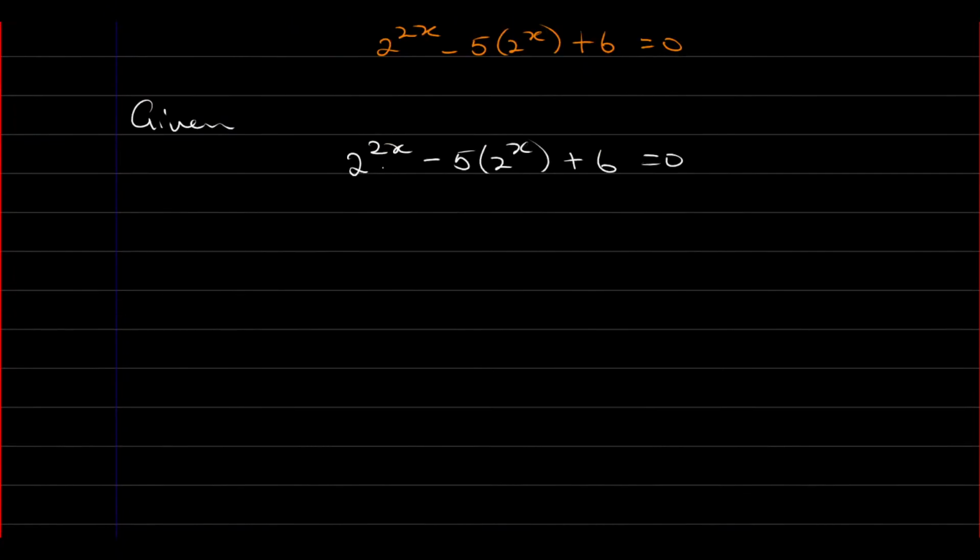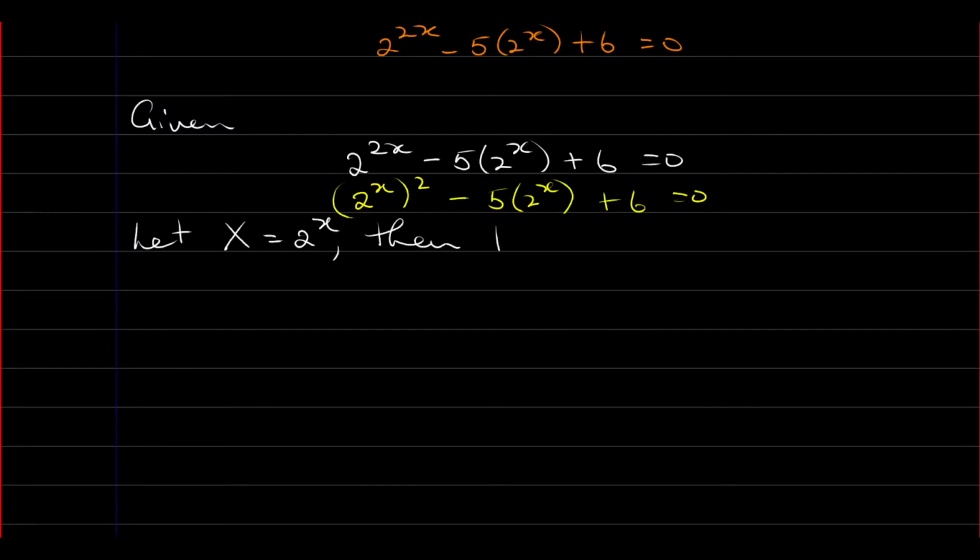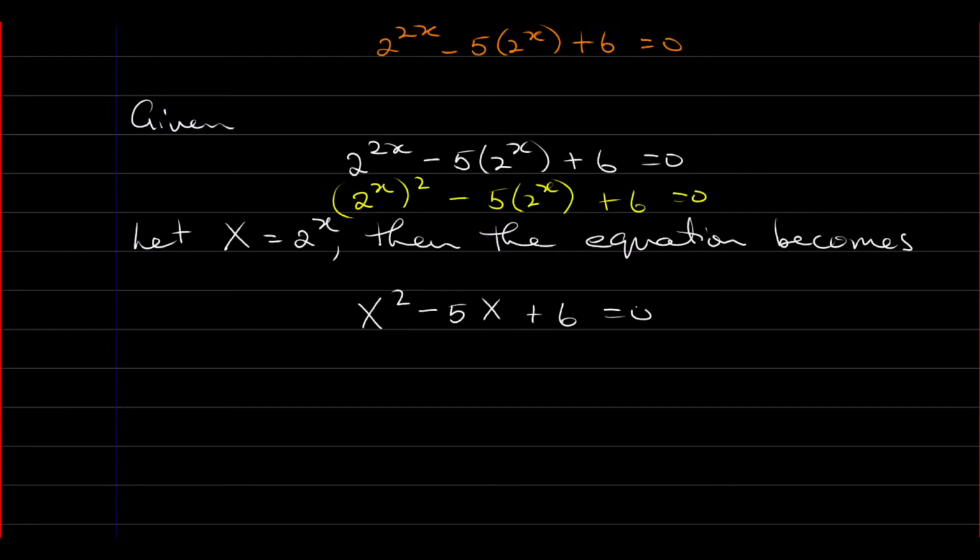All we have to do now is rewrite this in the form. So we can say that this here can be written as something like 2 to the power of x, squared, minus 5 times 2 to the power of x, plus 6 equals 0. We can say something like let x equal 2 to the power of x. Then the equation becomes x squared minus 5x plus 6 equals 0. And you simply solve that as well.